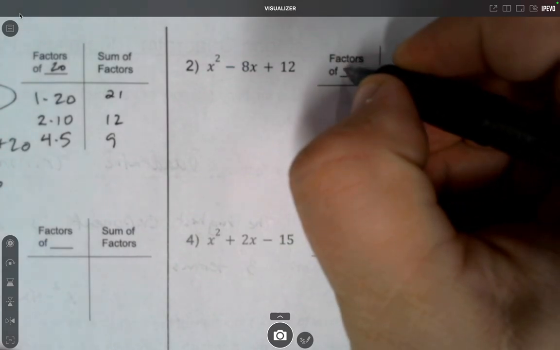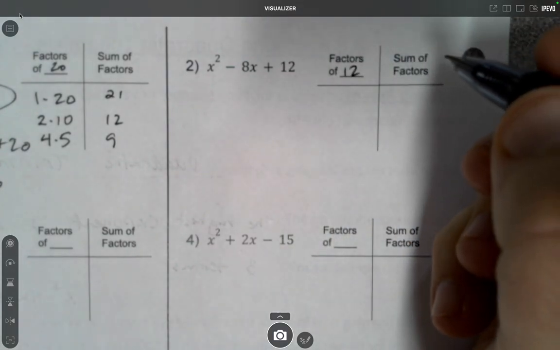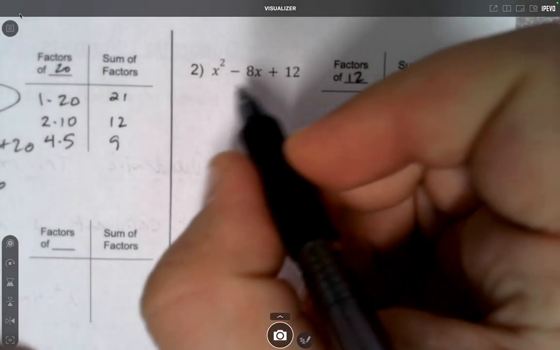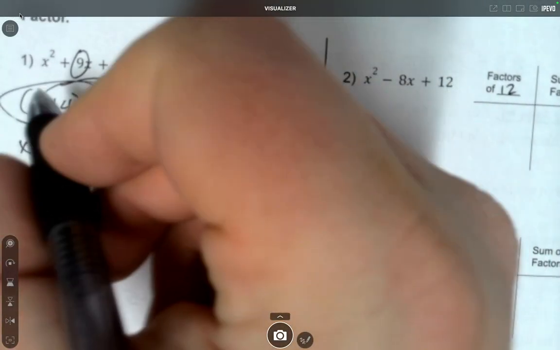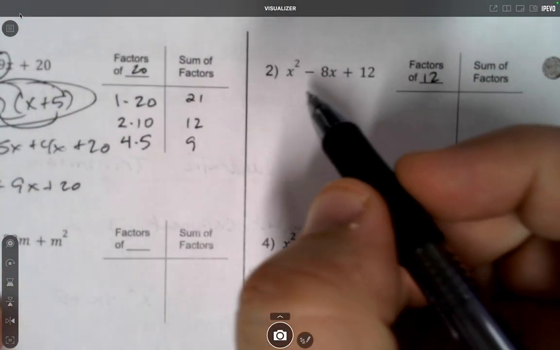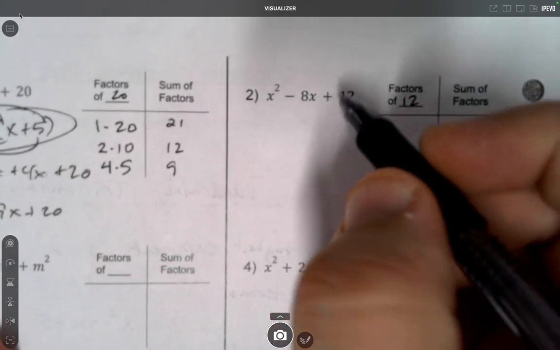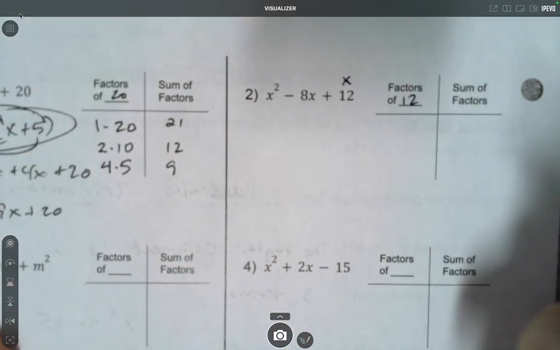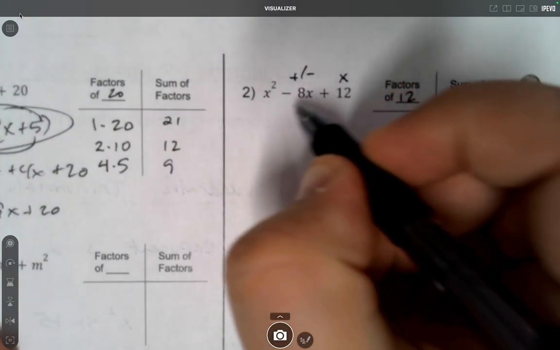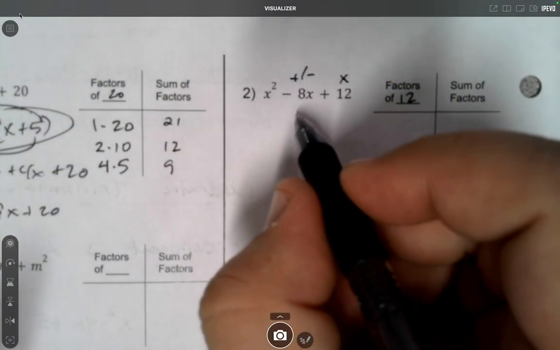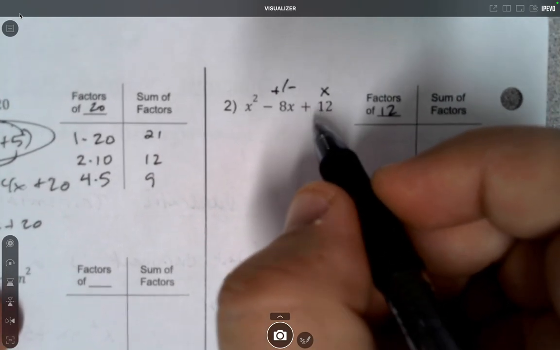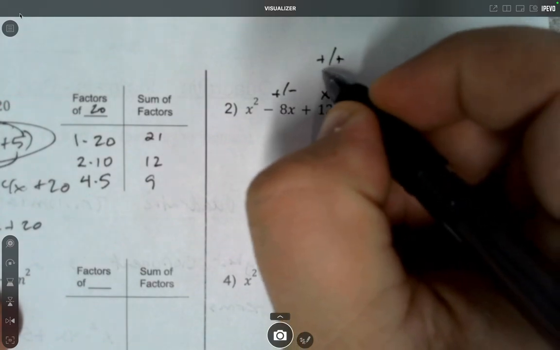So this time we need to do factors of 12. So now what will save you time is if you think about the signs for a little bit. On the first two examples, everything was positive, so it made sense we were just going to add these numbers together. But here we have a negative number. So remember, we want to multiply to be this number and either add or subtract to be the middle number. So think about this with me. If we multiply two numbers together and they're positive, either they're both positive or they're both negative.